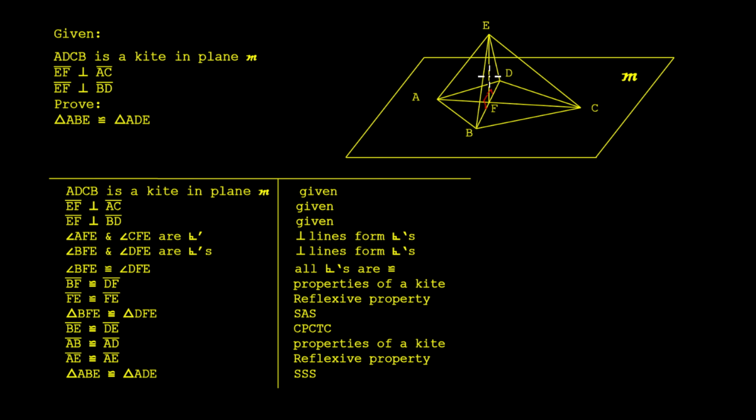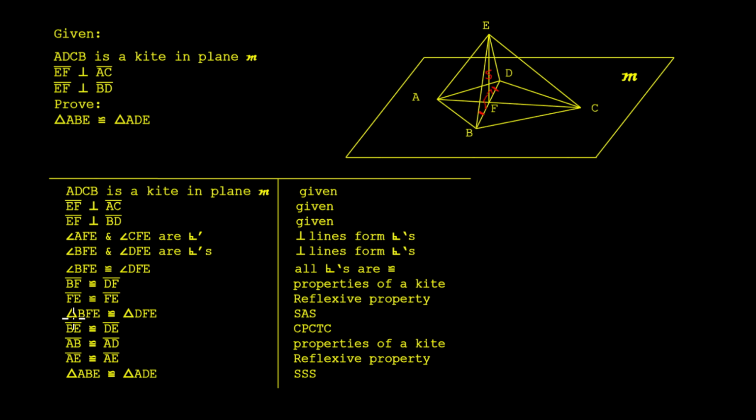A kite has two sets of disjoint congruent sides here and here, and then one of the diagonals is the perpendicular bisector of the other. So then BF is congruent to DF right there. From there, FE is congruent to FE, reflexive property. FE is congruent to itself.